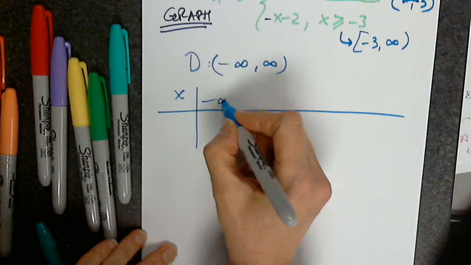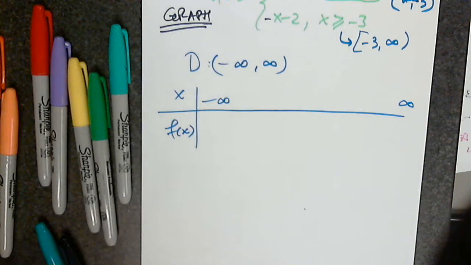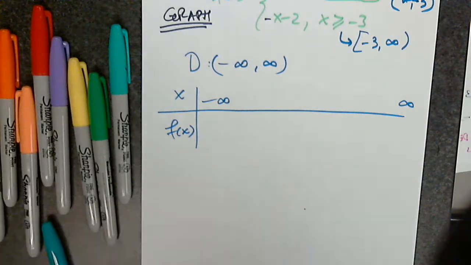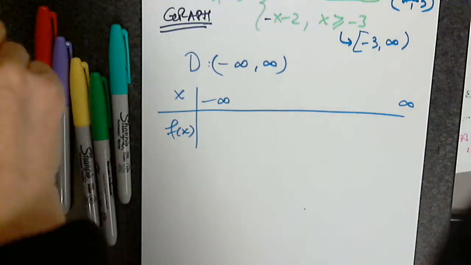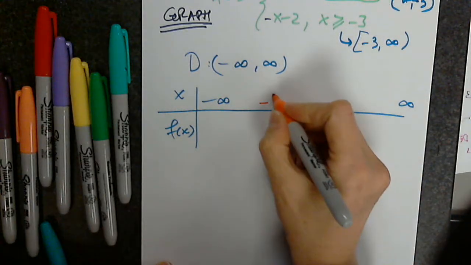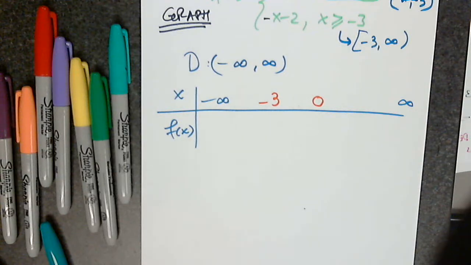Here's my chart from negative infinity to infinity, and this is f of x. Which is a key x value here? Absolutely key, and why? Why is negative 3 a key? Exactly. So I have negative 3. 0 must be in the chart as well. So negative 3 is the key.